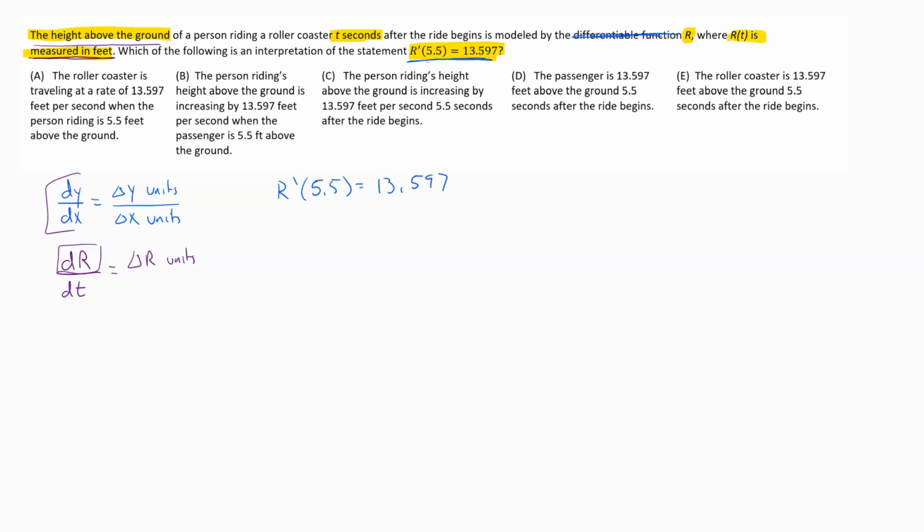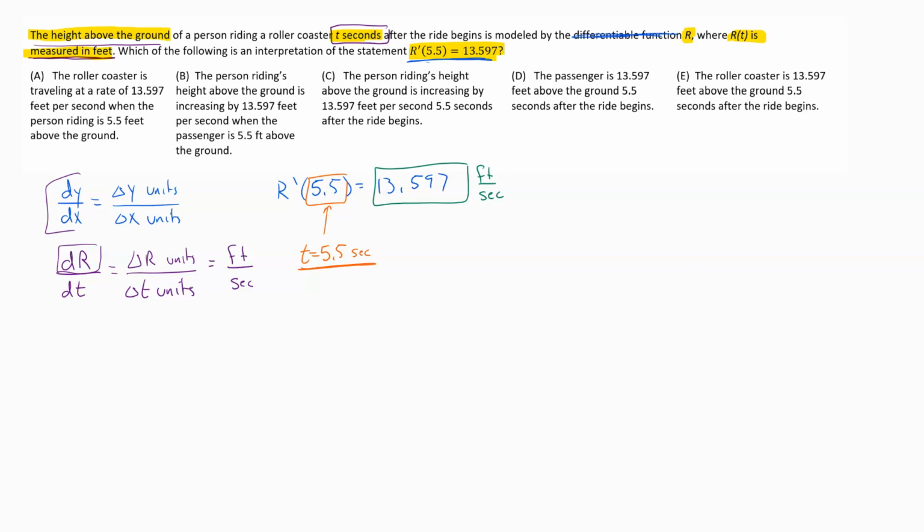So the change in feet per, and then it's going to be the change in our t units. Well, the t units in this one are t seconds. So this is feet per second. So what you can say about this is on this side right now, this is 13.597 feet per second. That's going to be the units for that number right there. And then what we're plugging in this is our t value right there. So that's telling us t is equal to 5.5 seconds.